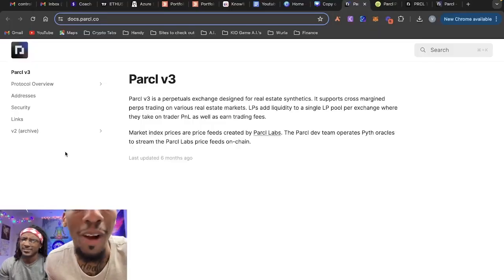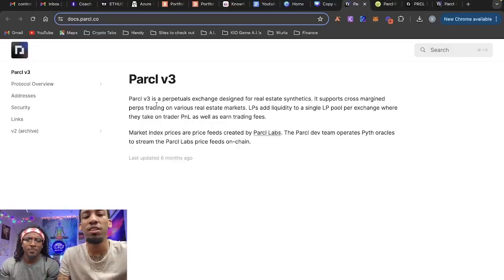All right, guys. So without further ado, let's jump straight into the docs and start diving into this project. Parcl V3 is a perpetuals exchange designed for real estate synthetics. It supports cross-margin perps trading on various real estate markets. LPs add liquidity to a single LP pool per exchange where they take on trader P&L as well as earn trading fees. So let's break that down.